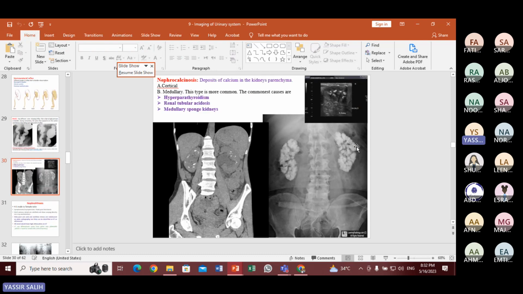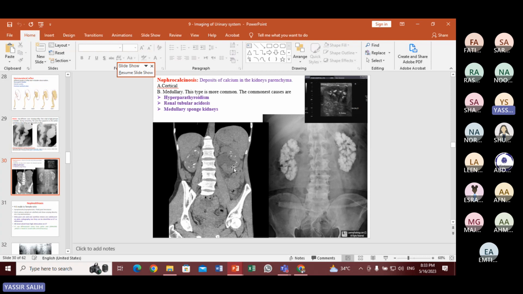طيب nephrocalcinosis. What is the nephrocalcinosis؟ اللي هو عندنا calcification on the renal medulla or renal cortex، ده يسمونه nephrocalcinosis. إذا كان عندنا the position of the calcium in the cortex or in the medulla، يعني the renal parenchyma.